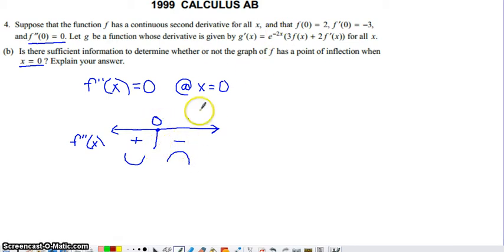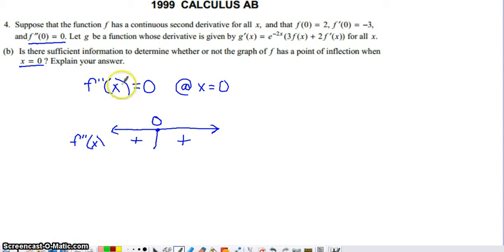But based on what we know, there's absolutely positively no way for us to determine if the sign chart looks like I just had it, or if the sign of the second derivative is actually positive on each side of 0. So because we can't find a way to determine the sign of the second derivative to the left of 0 and to the right of 0, we're not going to be able to conclude whether or not we have an inflection point at 0. It's possible, but we can't be for sure.